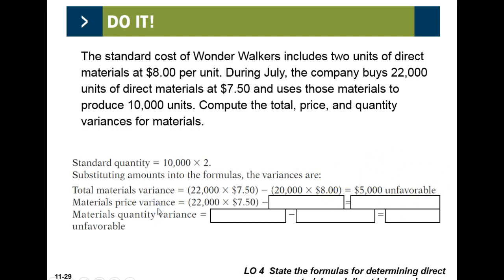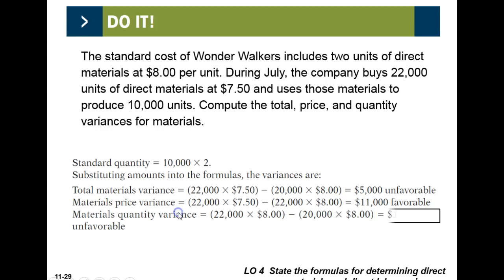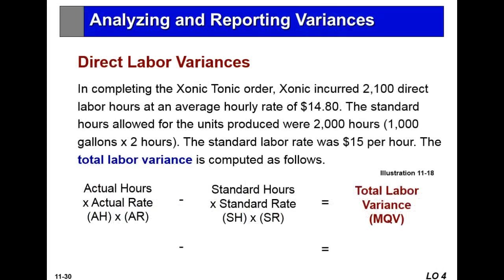But our price variance is going to be favorable, and our materials quantity variance is unfavorable. Do you see how they're broken down? The total and then the price and the materials variances?